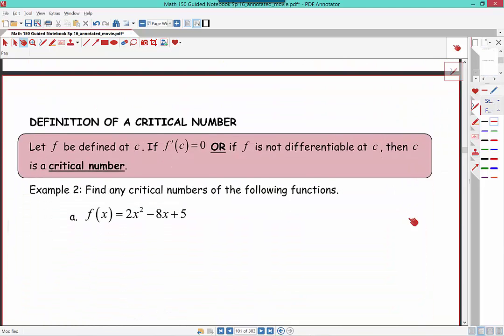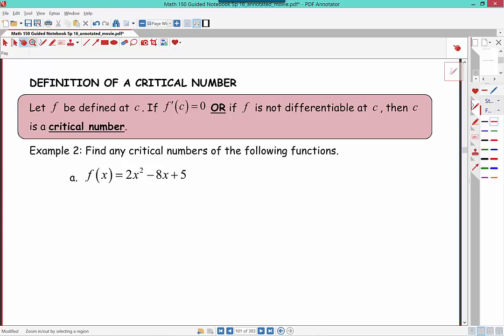All right, so definition of a critical number. Pay attention to this because more gets added in later on in 3.3. But for now, we'll use definition of a critical number means that f has to be defined at this input value c. In order to have a critical number, you can't have a hole in the graph at the input value c. So if f prime at c is 0, or if f is not differentiable at c but exists at c, then c is a critical number.